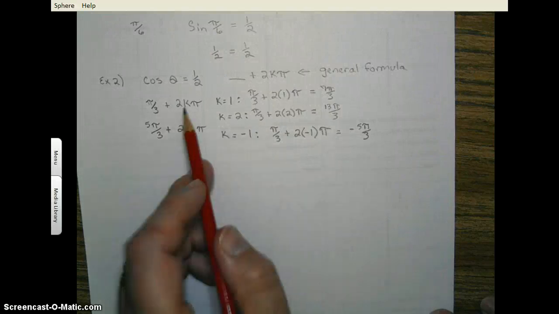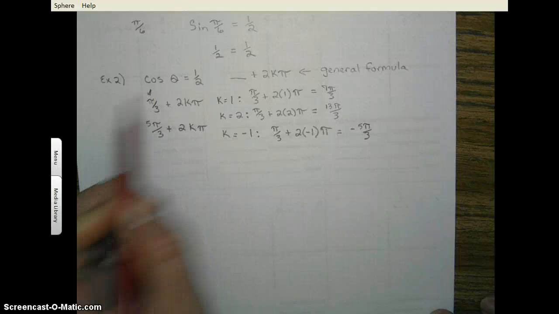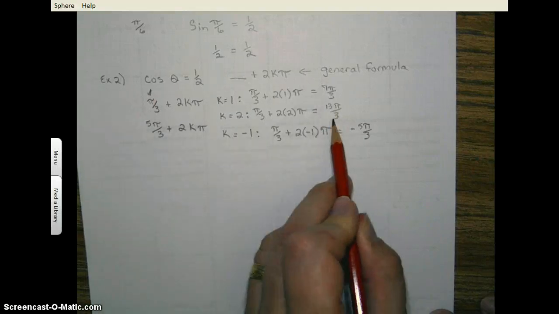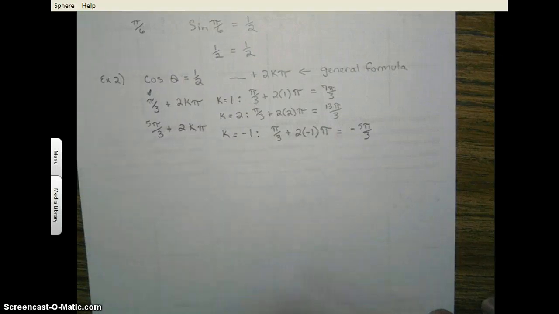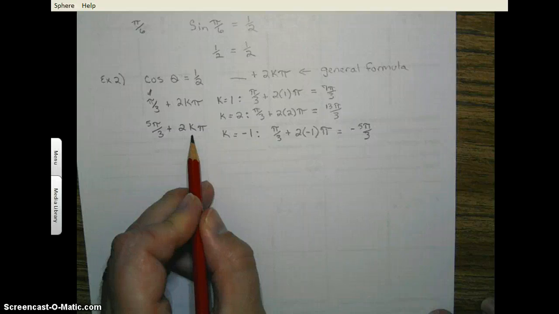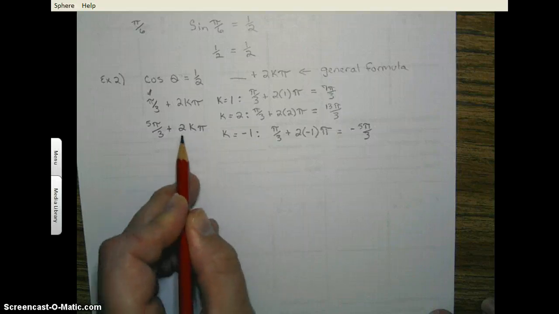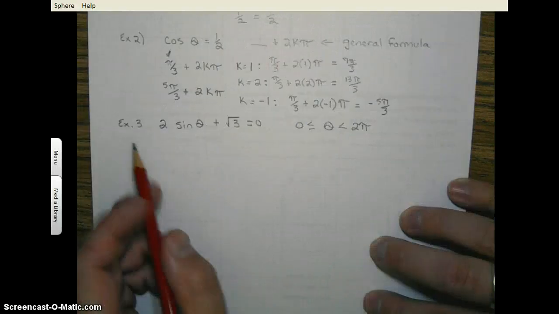So right now we have 1, that's when k is equal to 0, 7 pi over 3, 13 pi over 3, and -5 pi over 3. And there's an infinite more. And we would do the same thing with the second one in order to get 3 more answers based on 5 pi over 3.